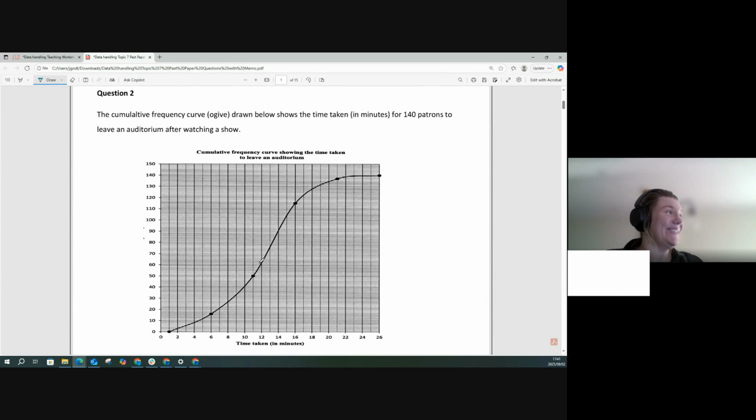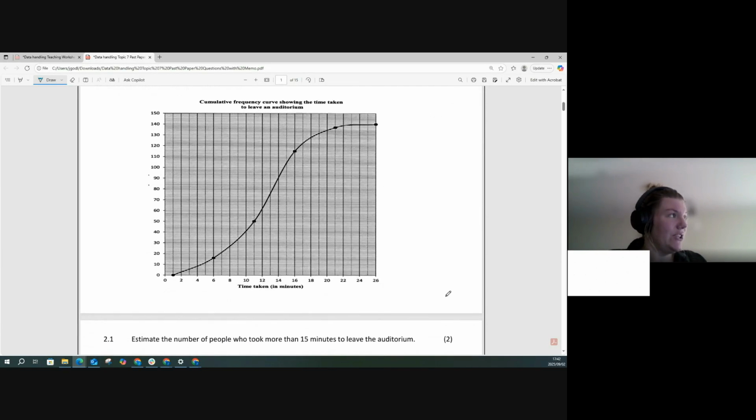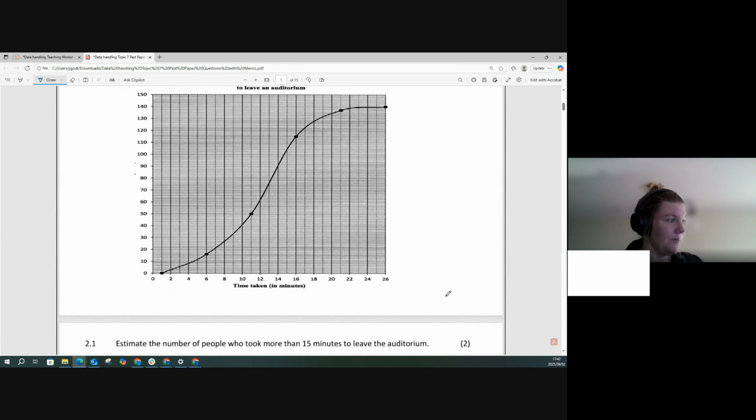Okay, so you have been given a cumulative frequency curve, or an ogive, and it shows the time taken in minutes for 140 people to leave an auditorium after watching a show. So we have 140 people in total, and we're looking at the time it takes them to leave an auditorium. So first question, estimate the number of people who took more than 15 minutes to leave the auditorium. I'll try and make it as big as I can.